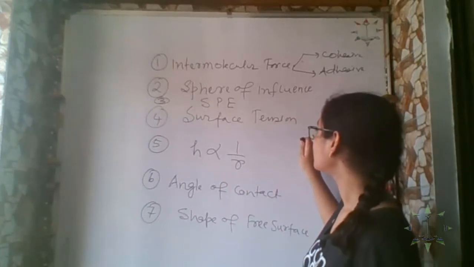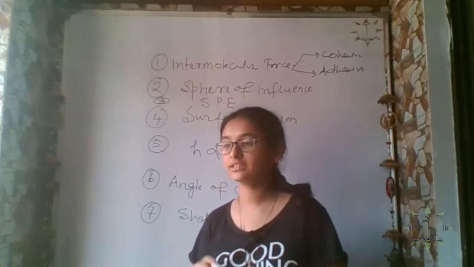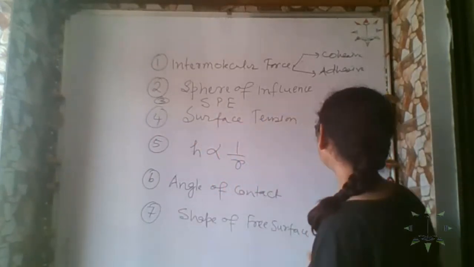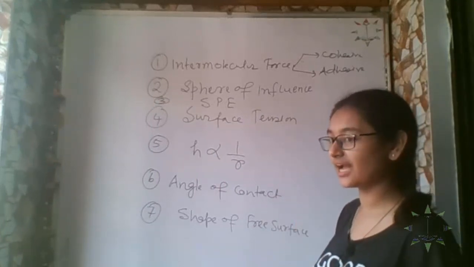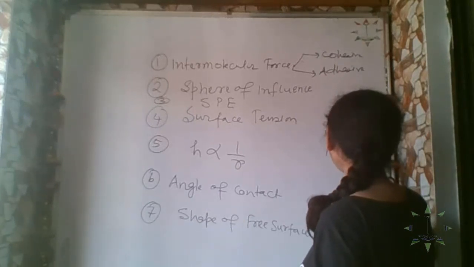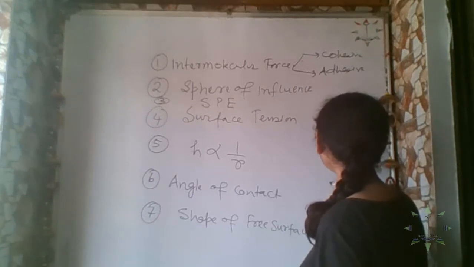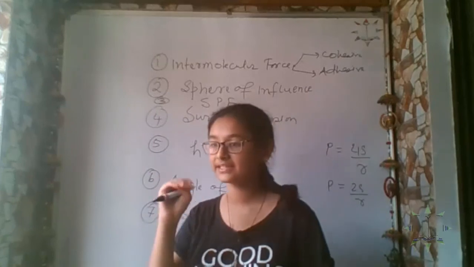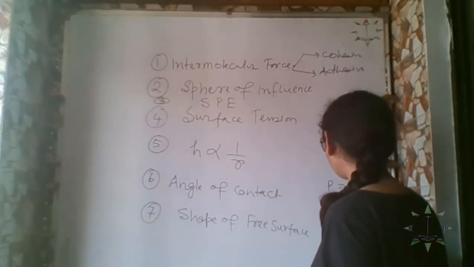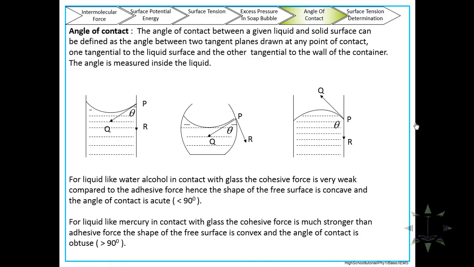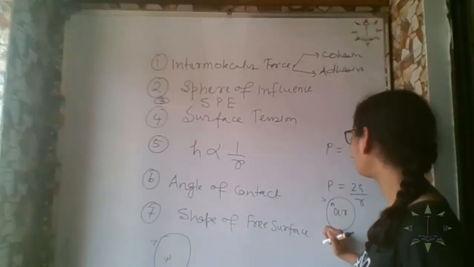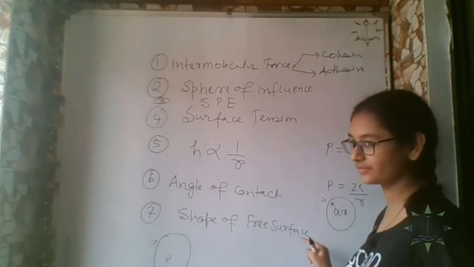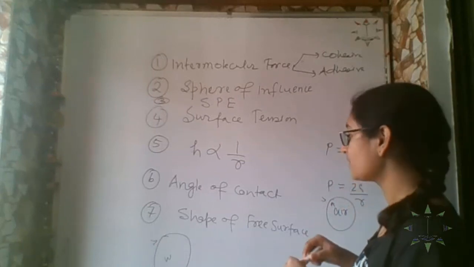Next we understood surface tension. We also understood the relation between surface tension and excess pressure. In a soap bubble, P is equal to 4S by R, and in a water droplet, it will be 2S by R. In a soap bubble, the inside is not filled by anything, it's only air, so there are two free surfaces, one inside and one outside. But in a water droplet, the inside is filled with water, so there is only one free surface, from the outside. So the excess pressure in a soap bubble is P equals 4S by R, because it has two free surfaces, and in a water droplet it is P equals 2S by R.